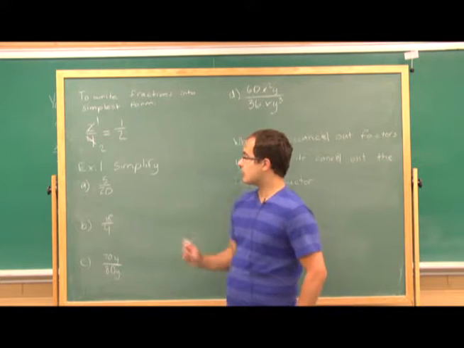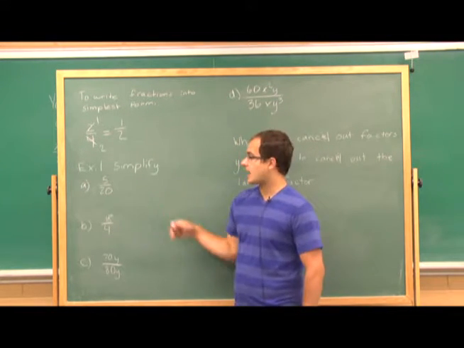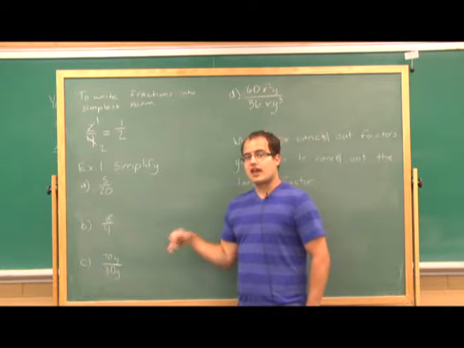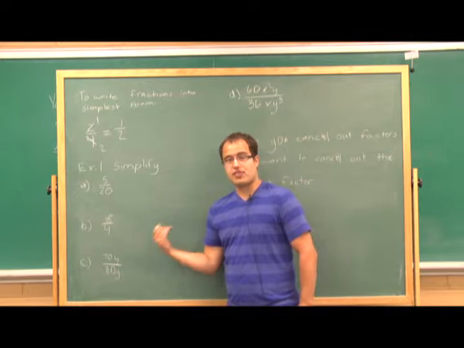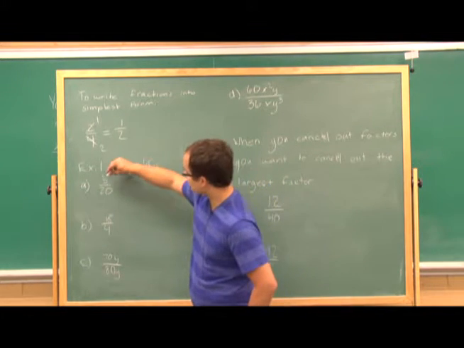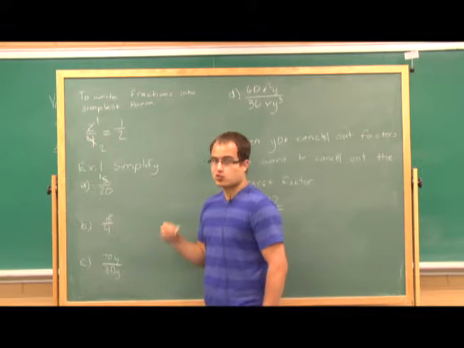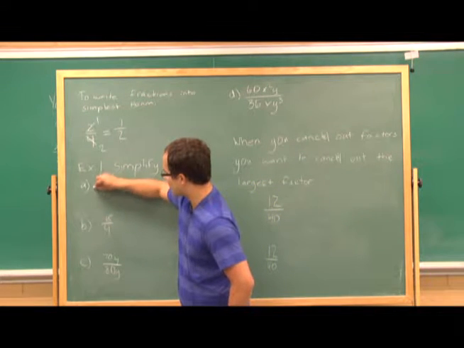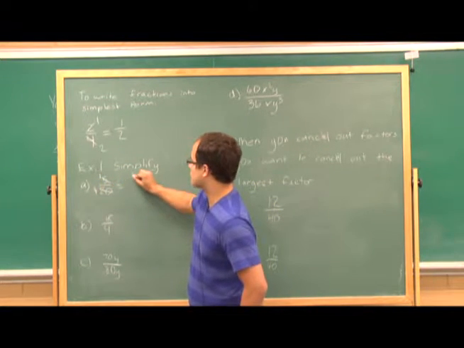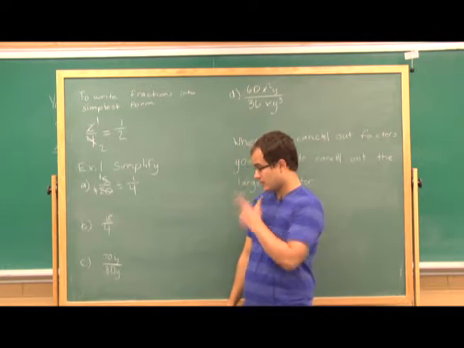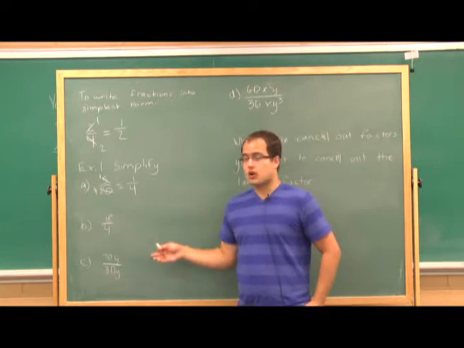Example 1, simplify the fractions. A, 5/20. Well, what factor do they have in common? Well, they have 5 in common. So if I reduce 5 by 5, I get 1. And if I reduce 20 by 5, I get 4, which equals 1/4. Now B, 18/4.